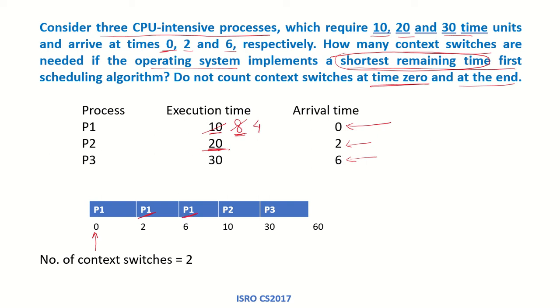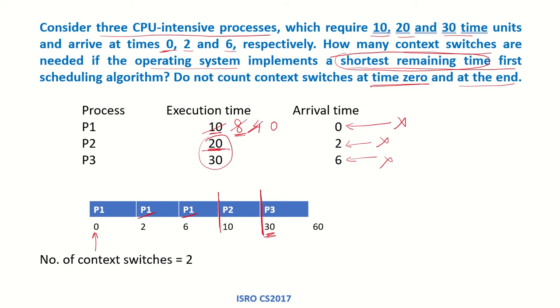So P1 continues again for 4 more time units and it completes its execution at time unit 10, so it is out of the system. Now only P2 and P3 are remaining. If we compare these two, the execution time of P2 is less than that of P3. So P2 will run for 20 time units and it will complete at 30. P2 is again out of the system, and then P3 will run from 30 to 60 and finish its execution.